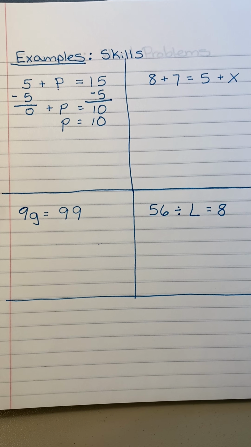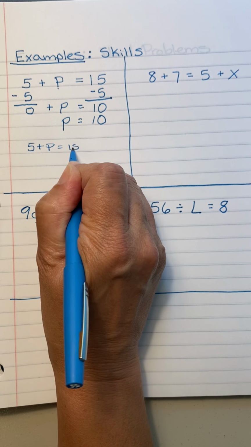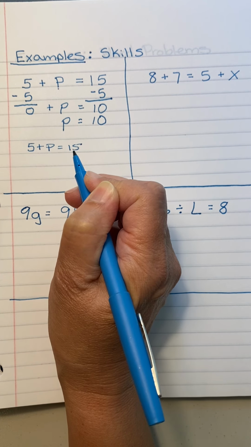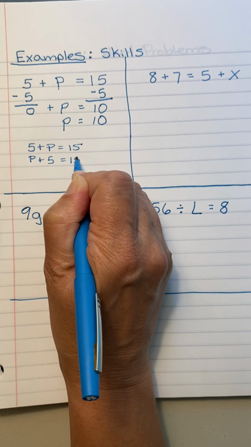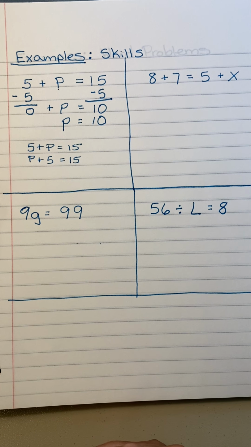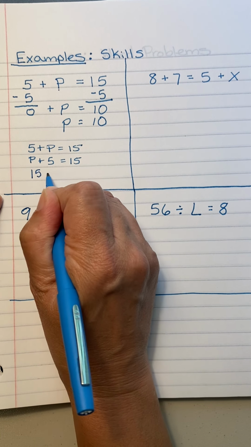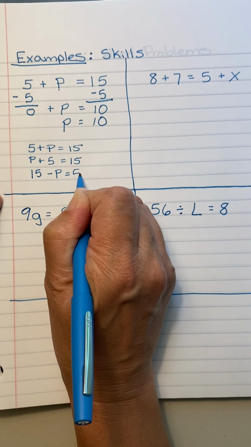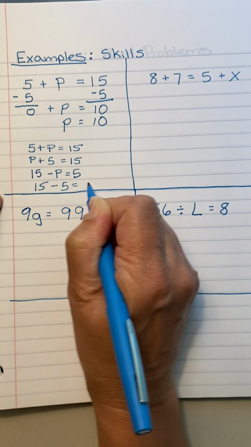Another way to use some of our prior learning is thinking about fact families. If 5 plus p equals 15, then that means that p plus 5 equals 15. That did not help me solve for or isolate the p. However, when I do the other part of the fact family, we know this means 15 minus p equals 5, and 15 minus 5 equals p.